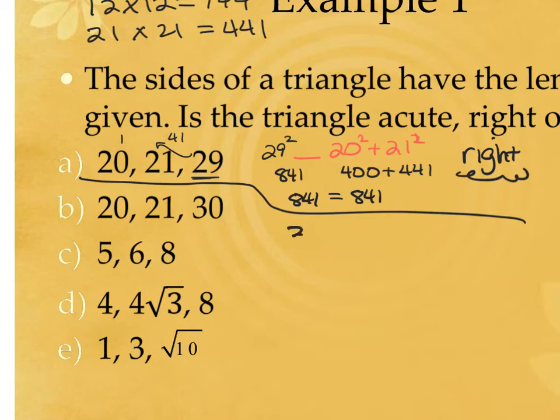So now let's see what type of triangle it does form. So I'm going to do 30 squared, the biggest number, and then I'm going to do 20 squared and 21 squared. I just did this, so I already know what the sum is. This is 841, and then 30 times 30 is 900. So is 900 greater than, less than, or equal to 841? Greater than. So when c squared is greater than, what kind of triangle do I have? Obtuse.